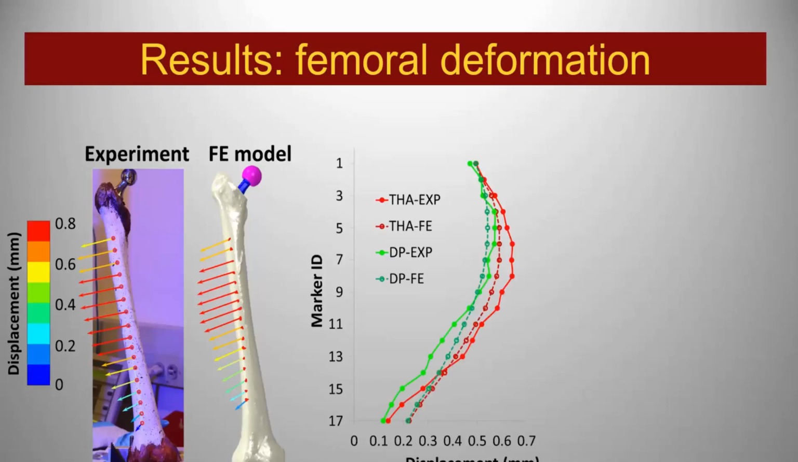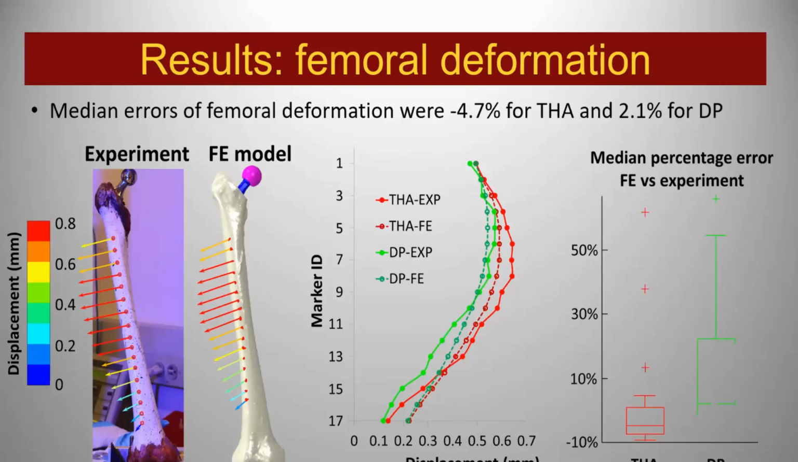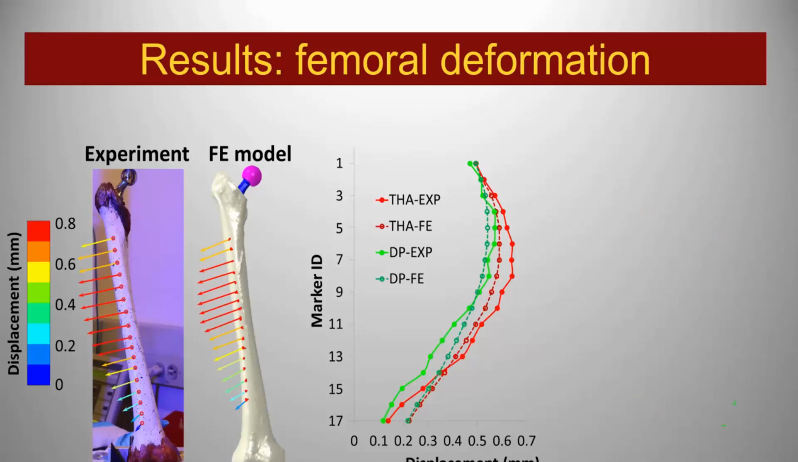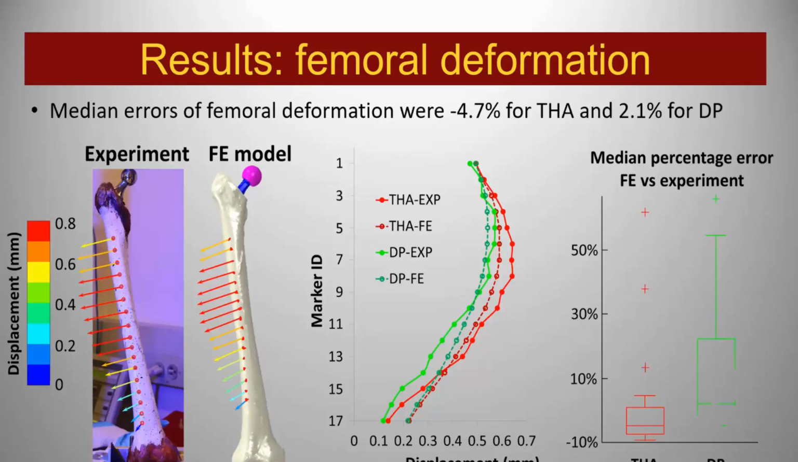So these are the mean values for the two tested conditions of the experiment as well as the FE model. And you can see they agree, at least in trend. If we took the percentage error between the FE versus experiment, we found that the median error of the femoral deformation was negative 4.7% for the THA condition and 2.1% for the axial plate condition, which is pretty good in terms of the validation of the model.